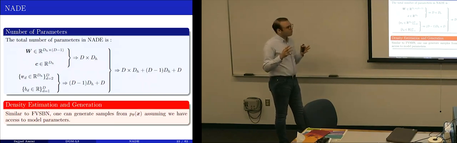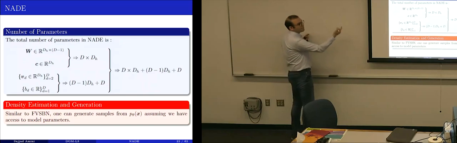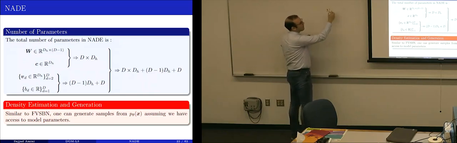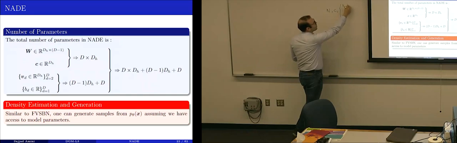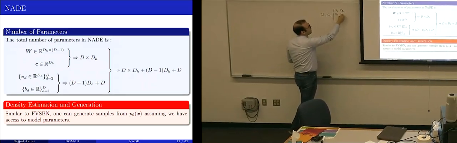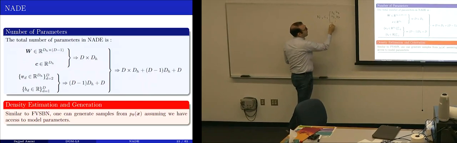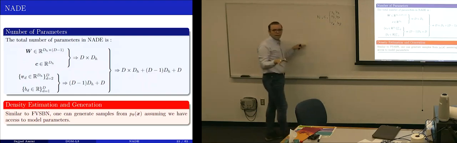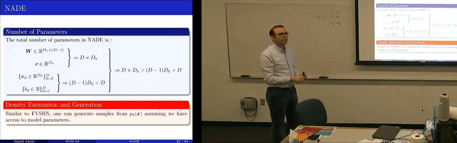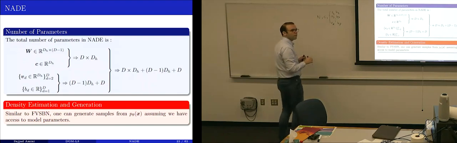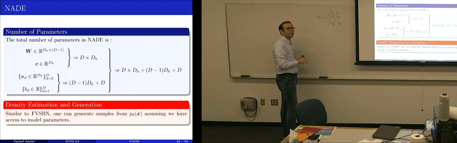What do I need? I have access to the model. It means that I have W complete, and I have the bias, and I have a complete set of V2, B2, V3, B3 until VD and BD. All of them are given to you, assume. How can you generate samples? Yes. I think it's the same, but when you generate whatever is the D minus 1 term, you have to pass it and get it first.